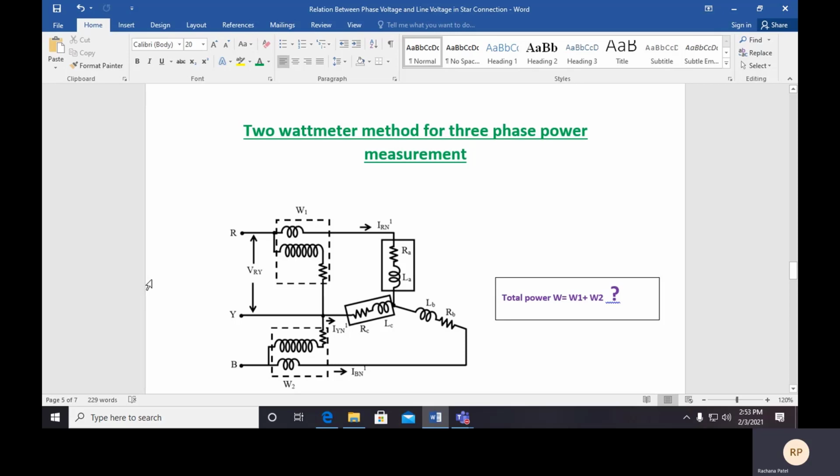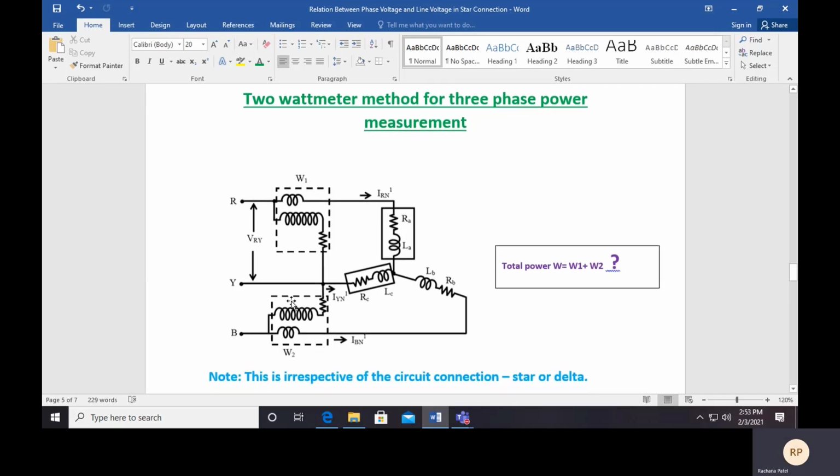Now today we will discuss the 2 wattmeter method for 3-phase power measurement. For that method, theory says that the total power consumed by the circuit will be the addition of wattmeter reading 1 and wattmeter reading 2. So let me check whether this is correct or not, and if this is correct, how it is possible. How can only 2 wattmeters measure 3-phase power?